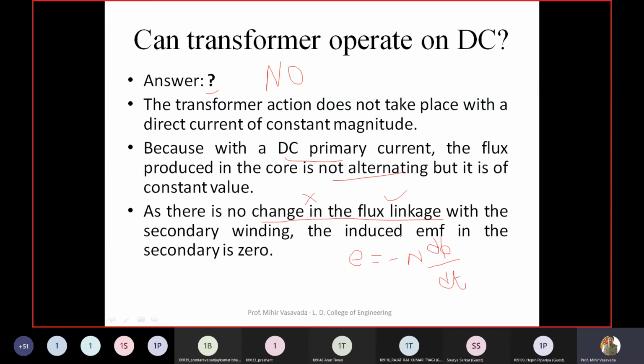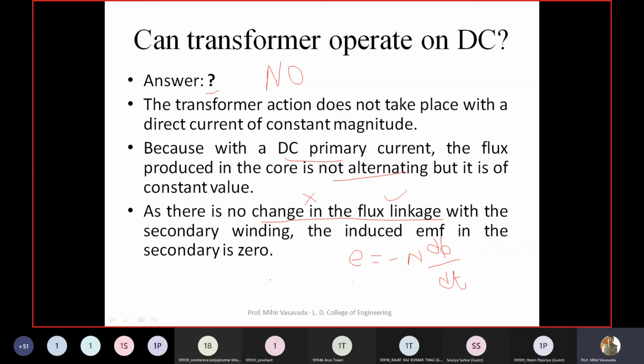N phi is flux linkage, but N of d phi by dt is the rate of change of flux linkage. The rate of change of flux linkage is 0. Hence, EMF induced is also 0.